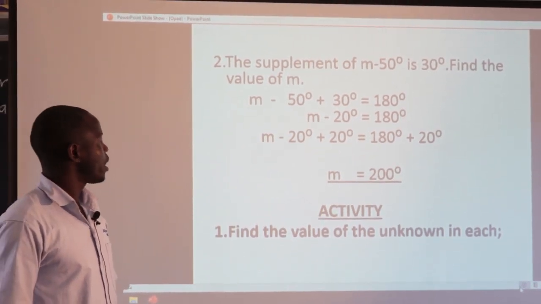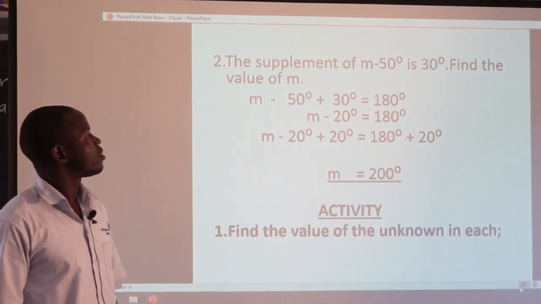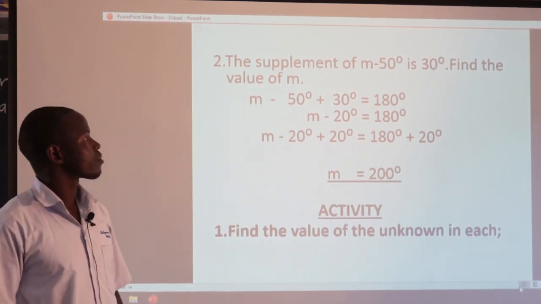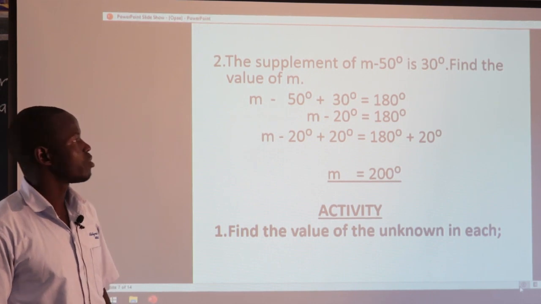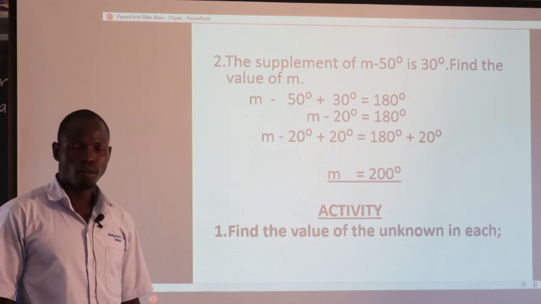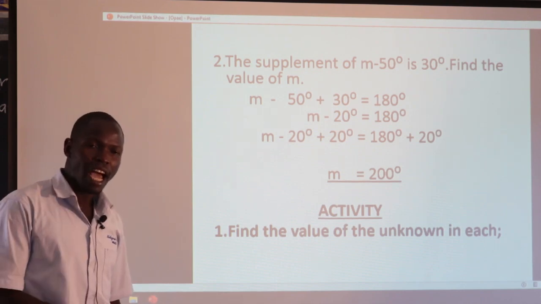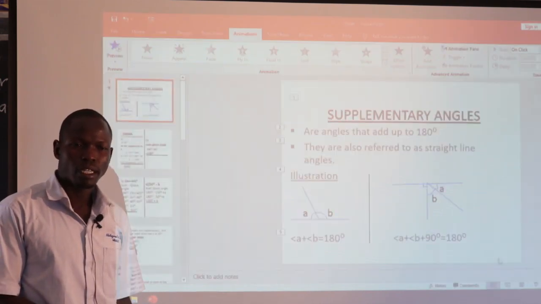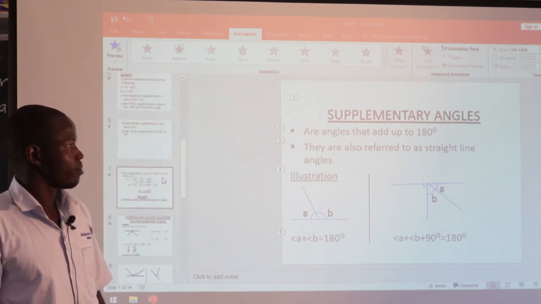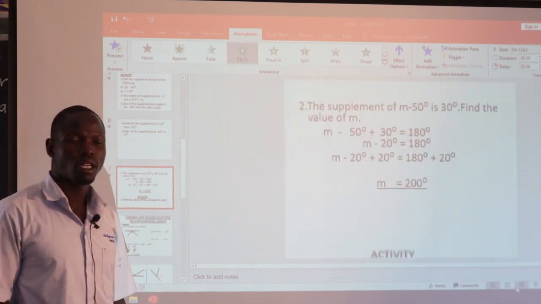Example 2 is here, projected. It says the supplement of m minus 50 degrees is 30 degrees. Now, before I continue with this question, I want to explain that very well. When we say the supplement of one angle is the other, that means m minus 50 degrees is one of the angles. If it was in a diagram, that's what m minus 50 degrees would be. Then 30 degrees would be the other angle on the angles formed on a straight line.